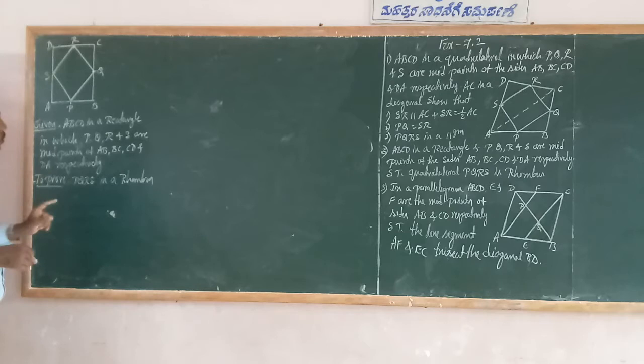Is it right? That's why we have to prove it. First of all, PQRS is a parallelogram. First, we have to prove it. Afterwards, PQ or any one of the adjacent sides. These two are the adjacents. This one and this one are adjacent. Any one of the adjacent sides are equal.